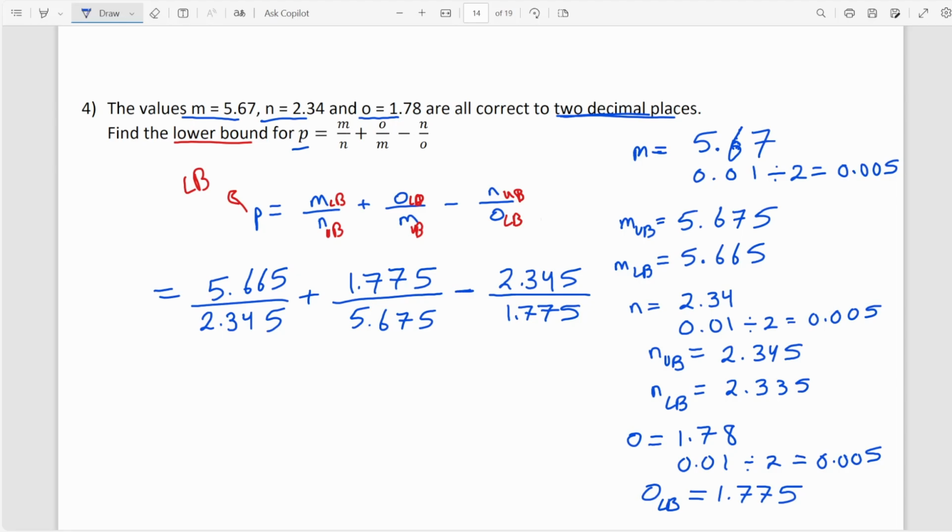And we get, okay, so we get the answer equal to 1.41. This is rounded to 3 significant figures, okay?